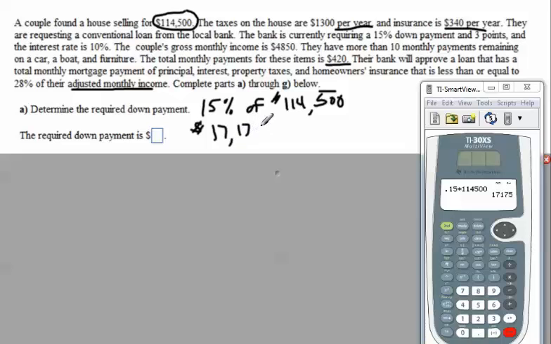So when they close on the house, they will have to bring a check for $17,175 in order to get the loan.